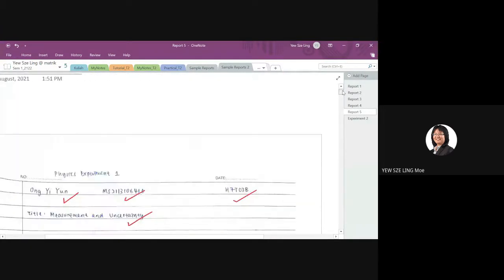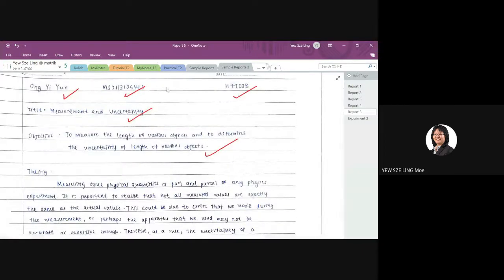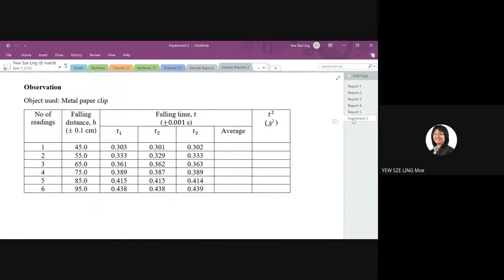We are done with all 5 lab reports. So now I give you 5 minutes to mark your own lab report. If you have any questions, you may ask. If you are done, then you can take a short break. We will continue again at 3:10. Okay, we'll continue with experiment 2.